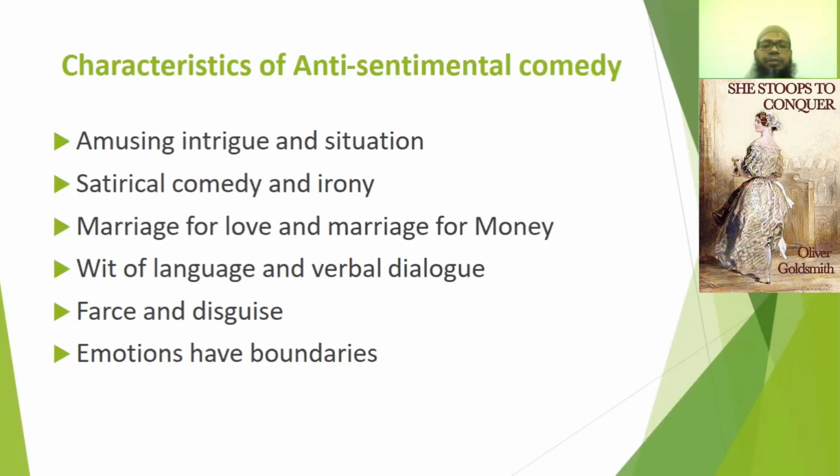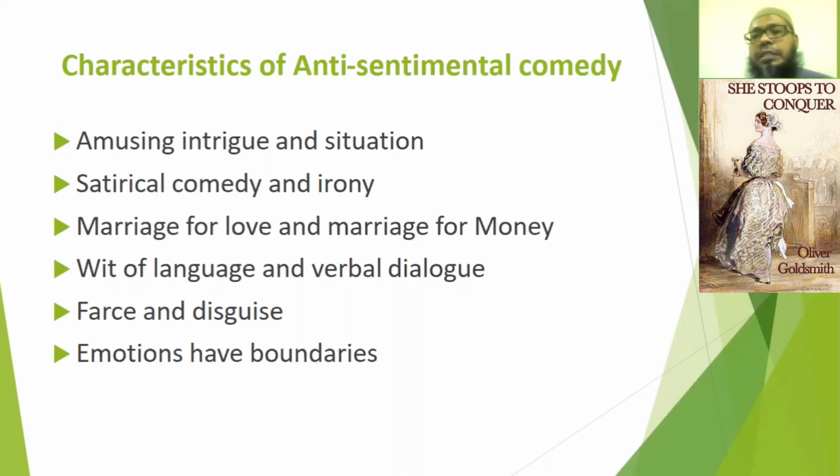Next point is purse and disguise. Disguise is there, purse is there. Our heroine, Miss Hardcastle or Kate, disguises herself as a barmaid to change the mind of Marlowe, really, to judge Marlowe. So disguise is there.